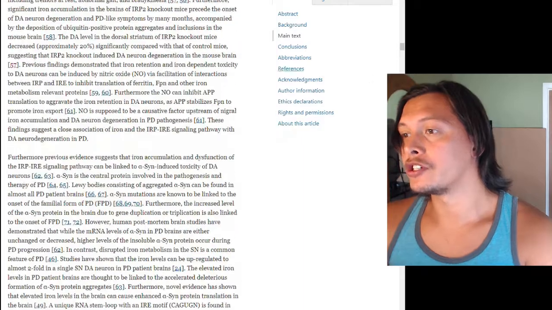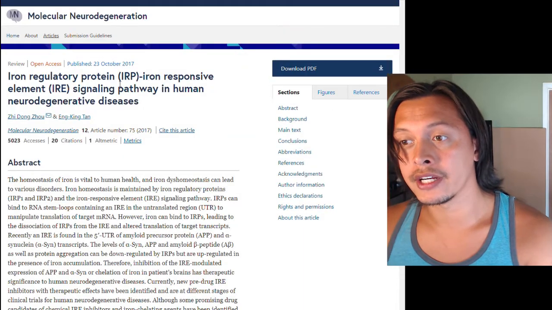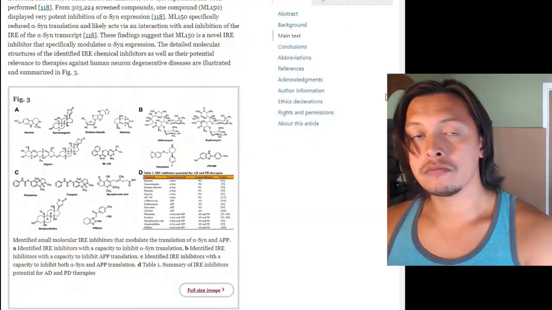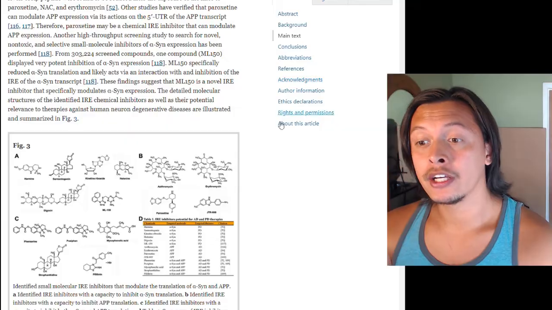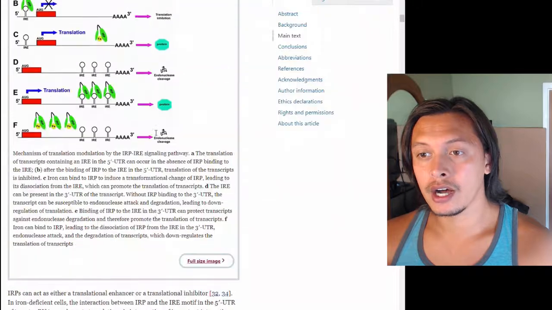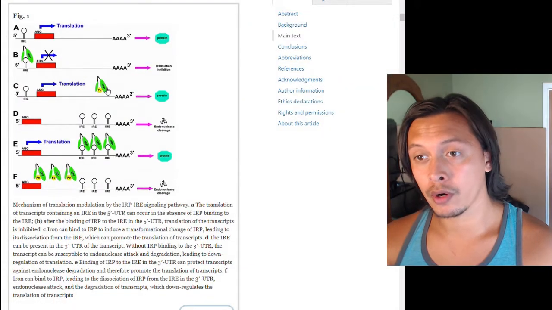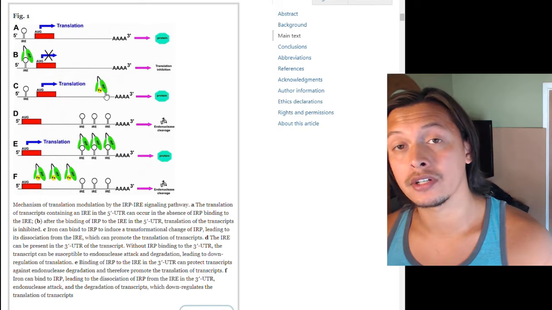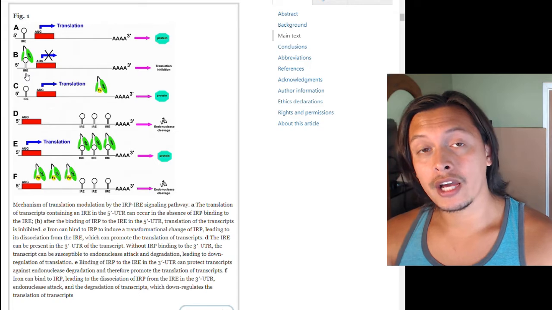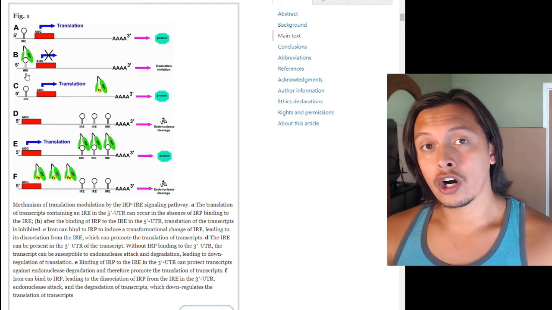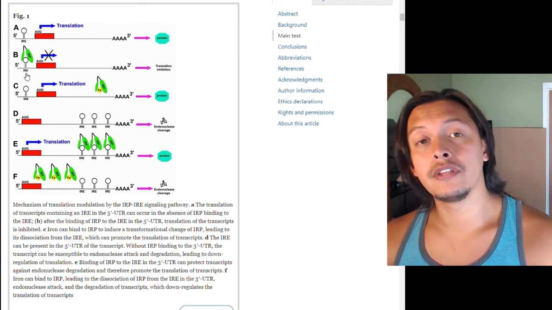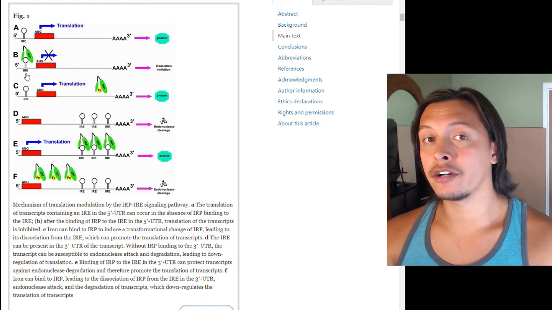continue this paper, which is called Iron Regulatory Protein, Iron Response Element Signaling Pathway in Human Neurodegenerative Diseases. To recap very quickly, know that your cells have these proteins called iron regulatory proteins, or IRPs, and also they can sometimes be called iron response proteins. Regardless, these iron response proteins are able to interact with the iron response elements, which are secondary structures on the mRNA of a lot of the mRNAs that are important in iron metabolism.